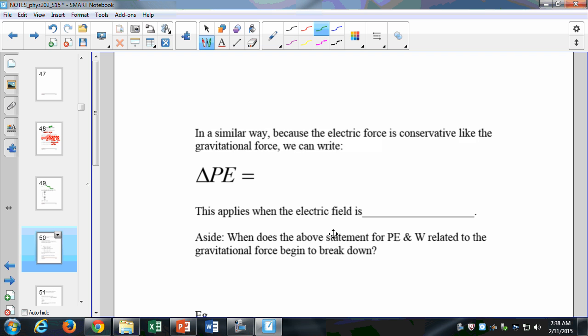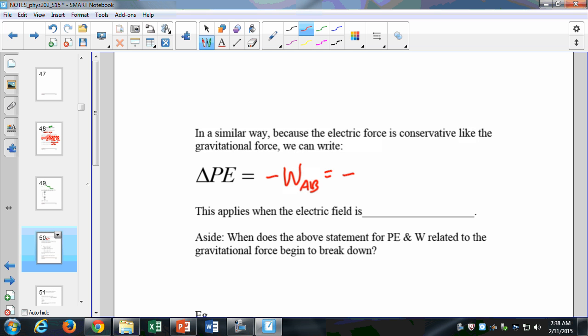So in a similar way, since gravity and electric forces are very similar, they both sort of have the same form, then we can write the same thing about gravitational forces. That is that the change in potential energy is equal to the negative of the work when you're going between two points A and B.